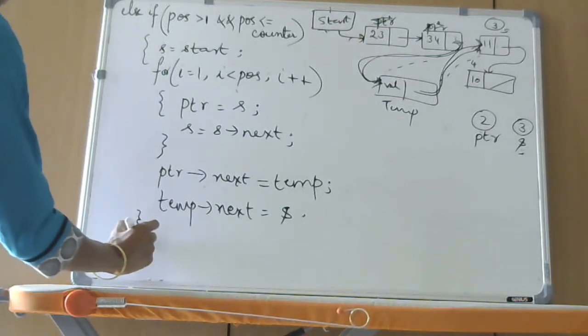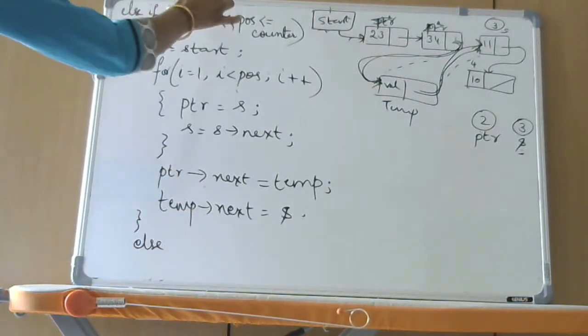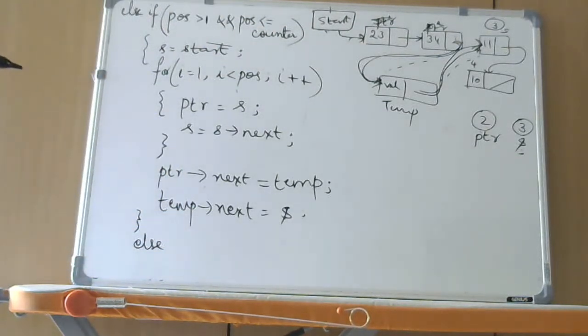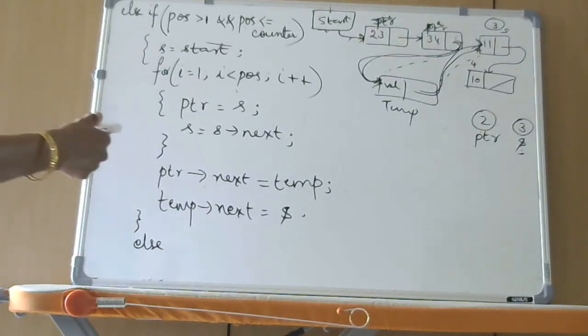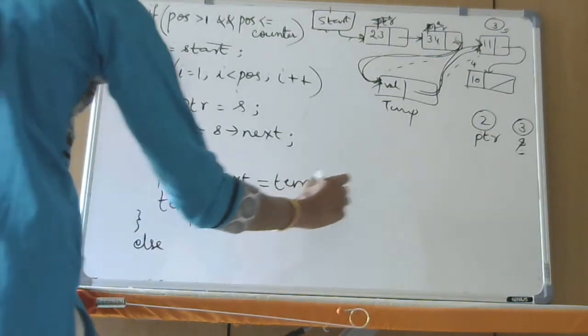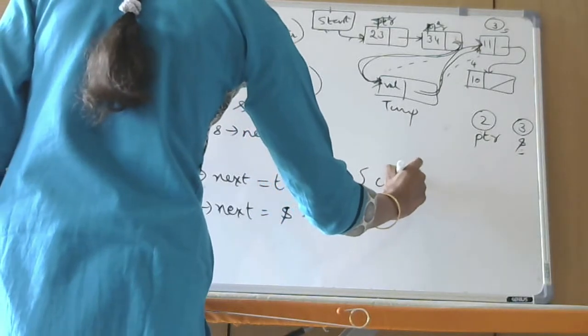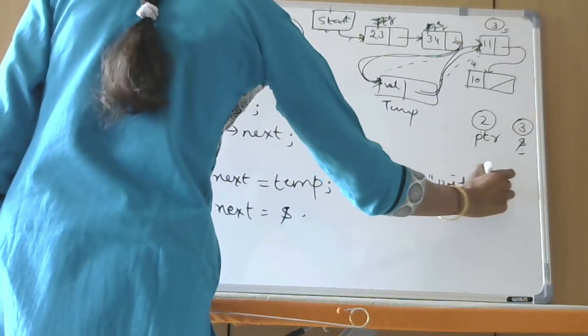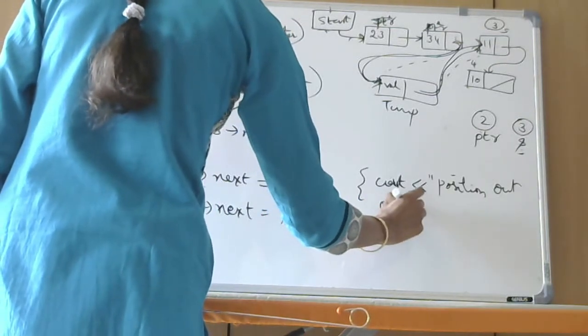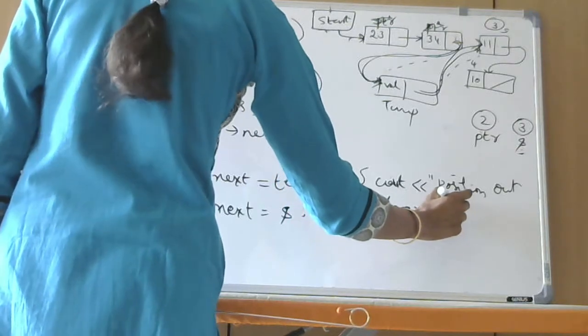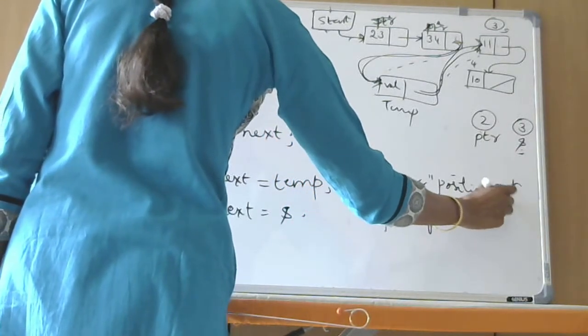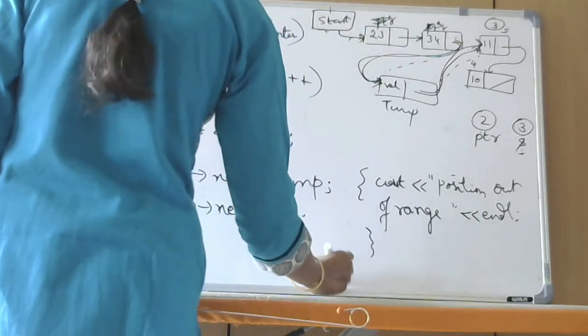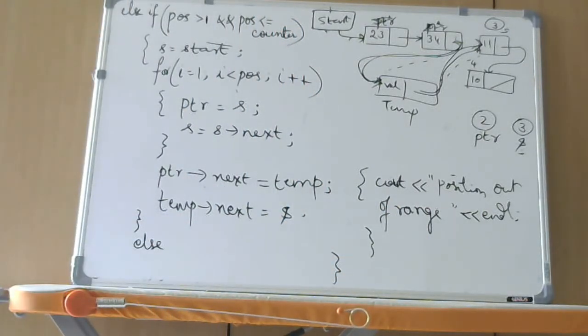Else I have to take one more else condition. What is it? If this condition is not satisfied. That means, as I said, you have only 4 nodes, but you have entered your position as 10. That means it's out of range. Correct? That also you should write. So, cout, position out of range. You can't insert because you have entered a wrong position or it is out of range. Then this option ends. So that is how you insert at the position.